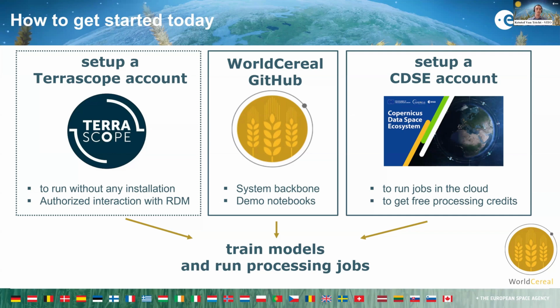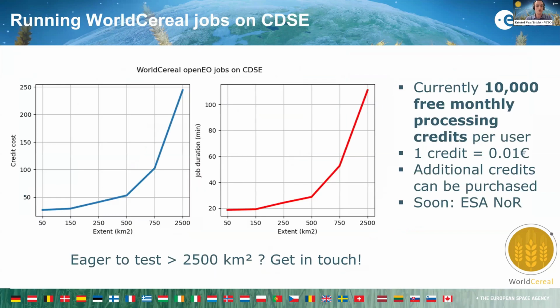If we're talking about cloud-based processing, of course, that's not free. So on CDSE, that works with OpenEO processing credits at the moment. Every individual user gets monthly free credits, 10,000 processing credits. This is subject to change though, but at the moment it's 10,000 per month. 1 credit is 1 euro cent. If you run out of credits, additional ones can be purchased, and soon we will also be onboarded in the ESA network of resources so that you can also apply, if you have a good case, for processing funding by ESA to run your WorldCereal jobs.